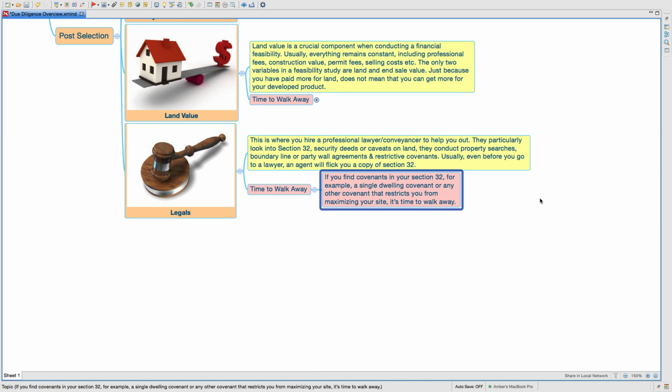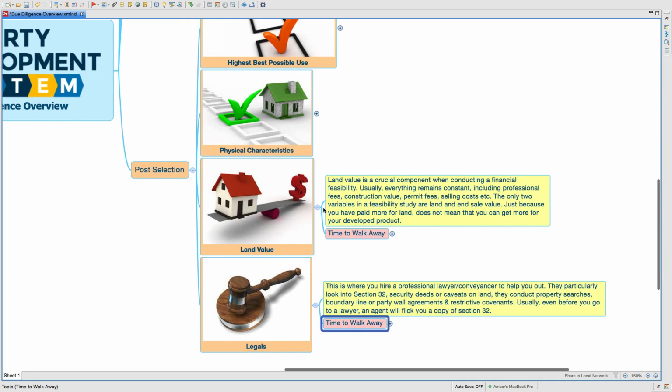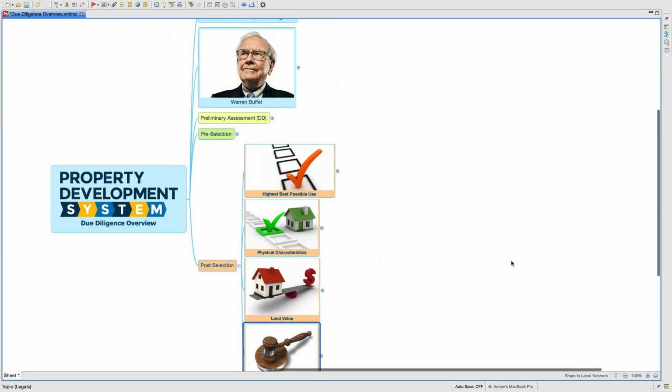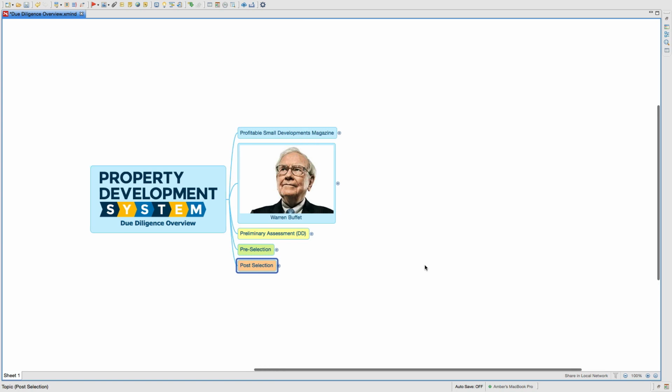The covenant could be anything. For example, one of the properties that I own has a covenant on the dwelling type that can be built on it. For example, it can only be a brick veneer construction. Anything else, weatherboard or plain rendering, is not allowed in that area. So these are the things that you should know before you get into it. I'm not saying that they would be wrong all the time, but you should know about them before you actually get into a project. So that's the due diligence overview.